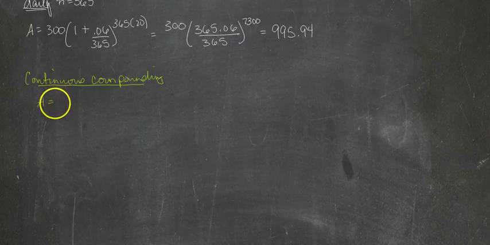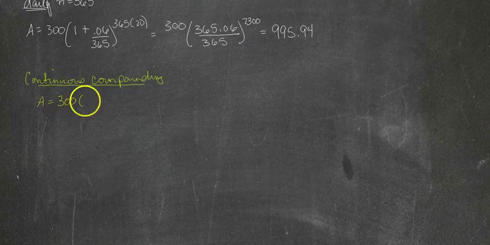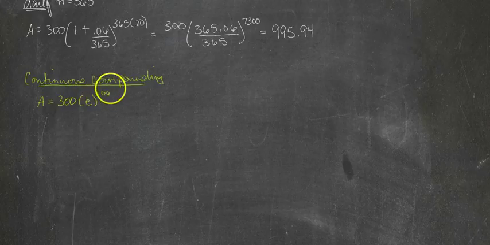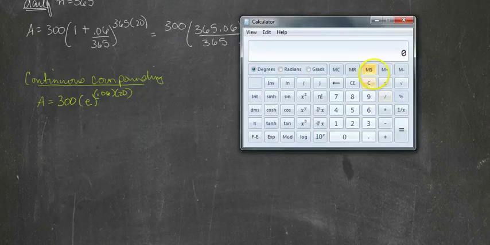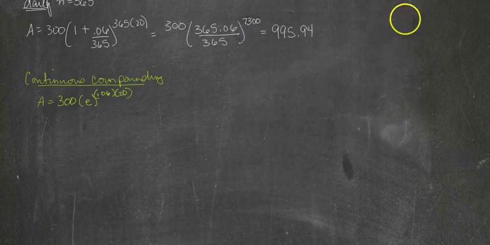So A equals, in her case, 300 times E to the 0.06 times 20. So I have 20 times 0.06, 1.2. So E to the 1.2. I know I have an E here somewhere. Nope, I have a natural log but not E. I could fake it, but let's pull up our other calculator. Remember 1.2 for the exponent.